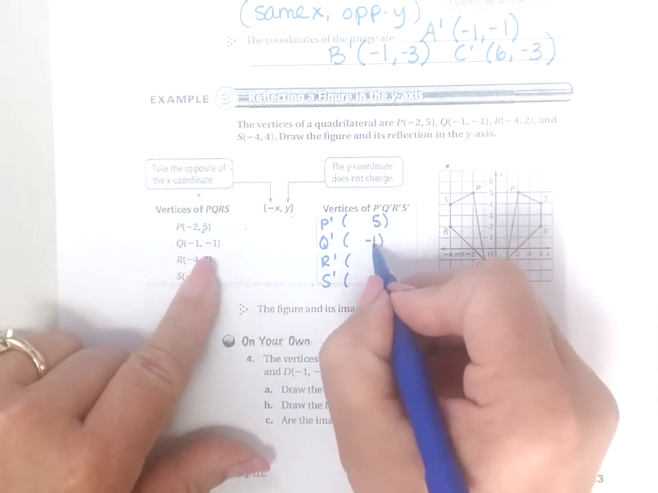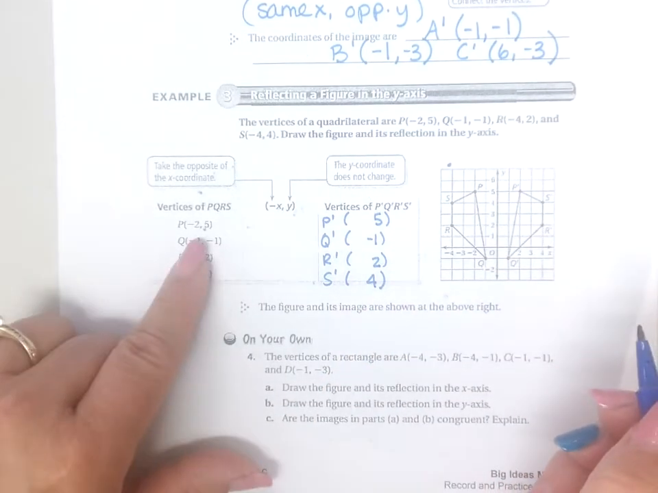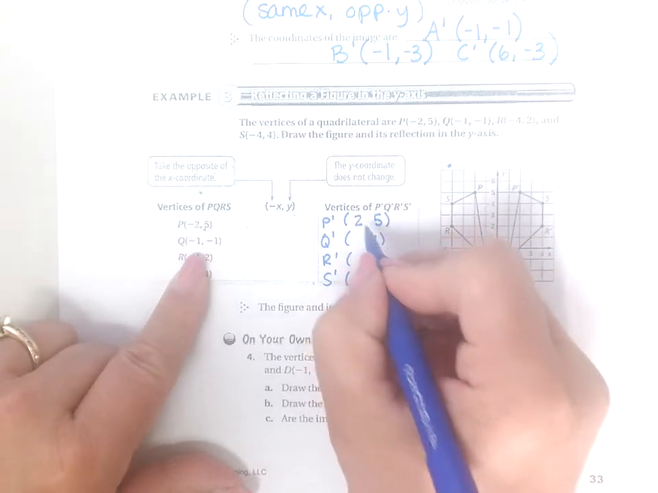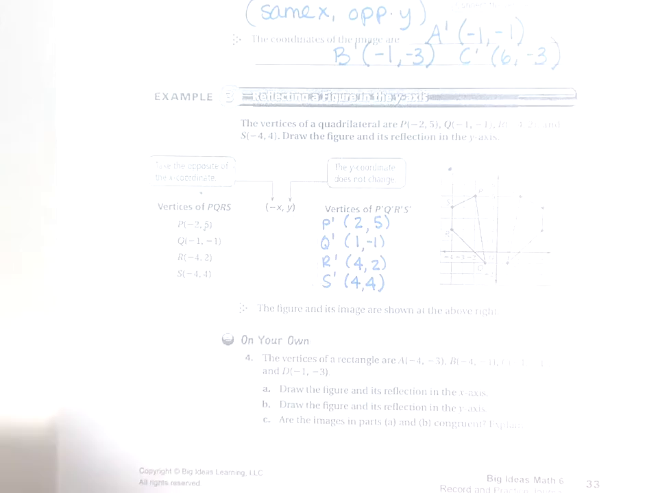If you want to go through and put all the y's the same so you don't mix it up, you can. Then go back and change all the x's to their opposite. Okay? You can do it that way.